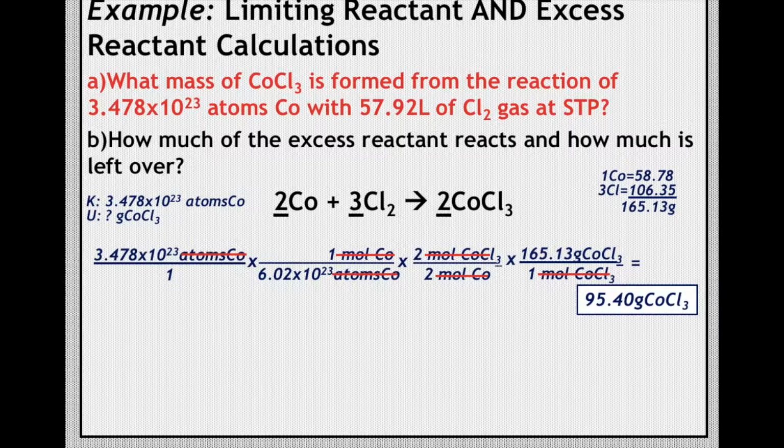So we have our answer after we've plugged it in. Now we have to do the second set, okay? We know how many grams of cobalt chloride that this many atoms of cobalt will produce. Now we need to know how many grams of cobalt chloride that 57.92 liters of chlorine will produce. Okay, so the unknowns are the same. And your known will go here, okay, always.